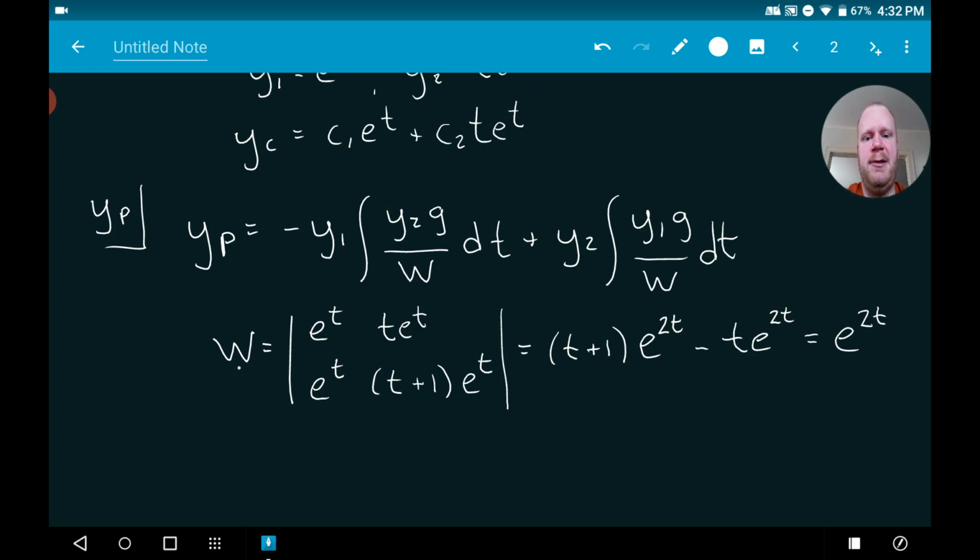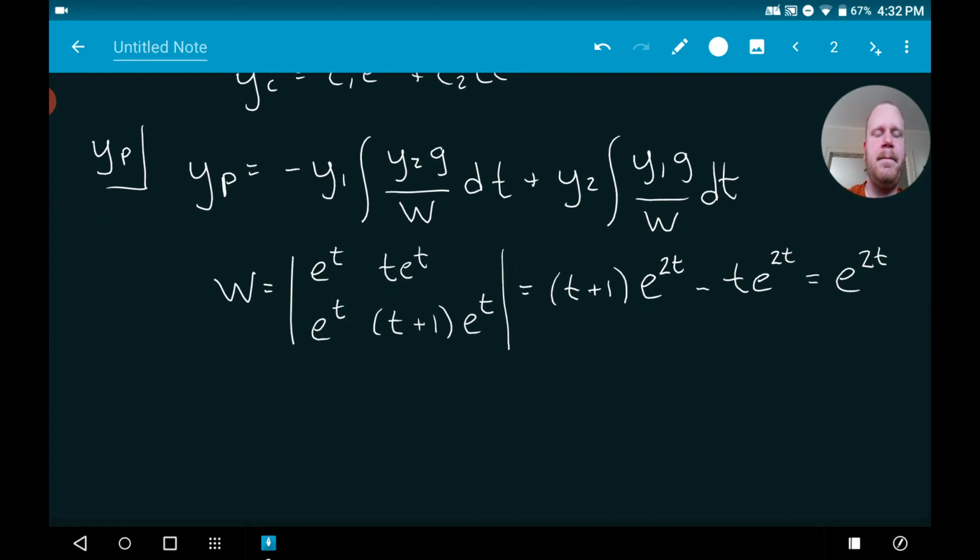Turns out that this is not 0, right? This exponential function can never be 0, so we know it's a fundamental set. But really all we're trying to do here is just say e to the 2t, that's our Wronskian. Right? So just along the way we proved that it was a fundamental set, which is good. Okay, so I'm just going to go ahead and plug everything in here and start solving these integrals.